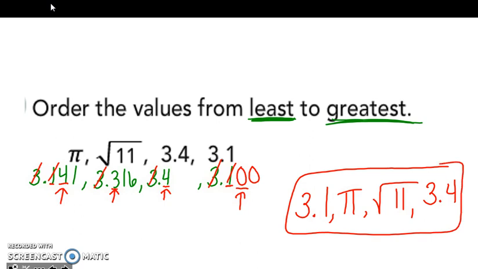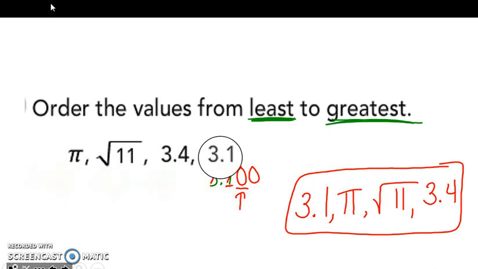Guys, remember, just because a number has more digits doesn't necessarily make it bigger or smaller. You have to look at the actual values and what the numbers are telling us. Okay, so look to the first digit that those values don't have the same.